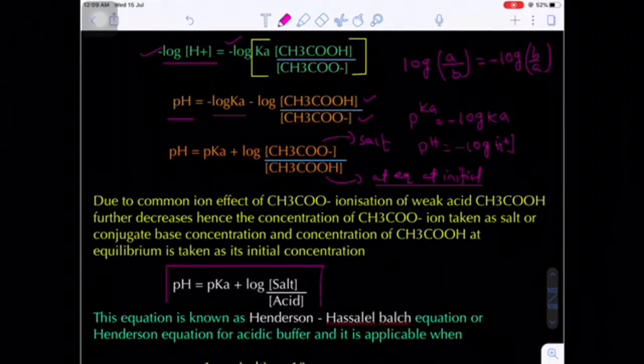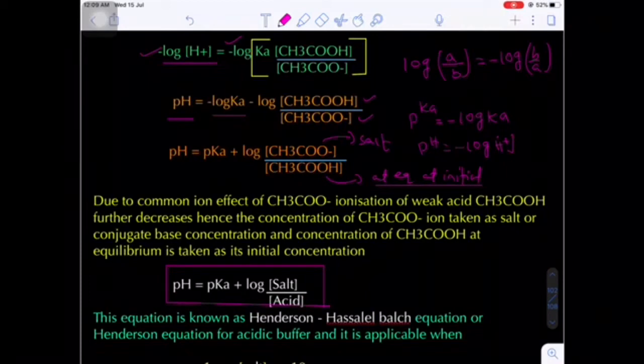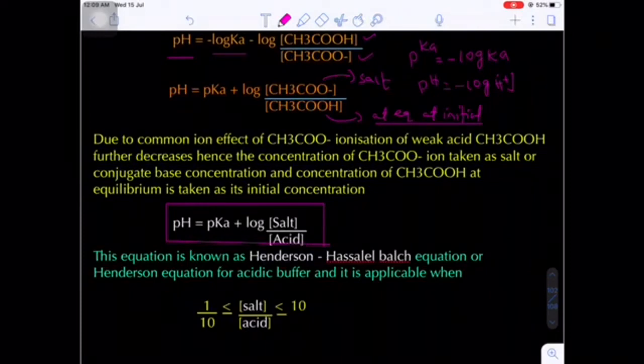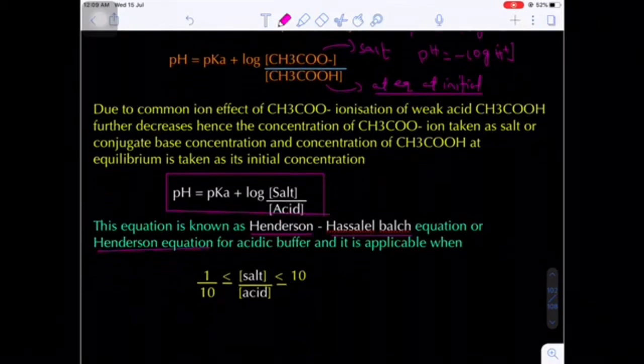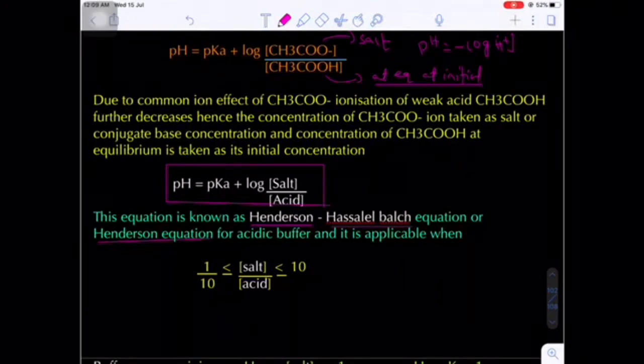So finally what I am writing here, the pH of an acidic buffer solution will be equal to pKa plus log of, in the numerator, salt concentration, that is the conjugate base, divided by acid concentration. This equation is known as the Henderson-Hasselbalch equation, and in NCERT it is simply given as the Henderson equation. In some textbooks it is simply given as the Henderson equation.